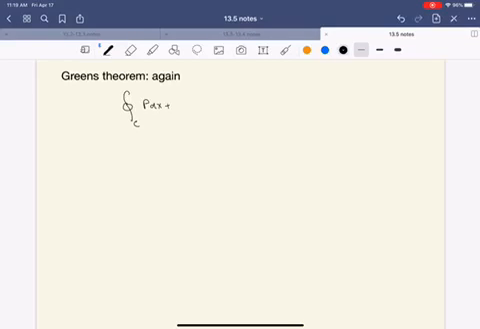P dx plus Q dy, that was the area integral, right, of the partial with respect to x of Q minus the partial of P with respect to y, and that was an area integral. Now, we can restate these in terms of the vector fields, in terms of the curl and the gradient.